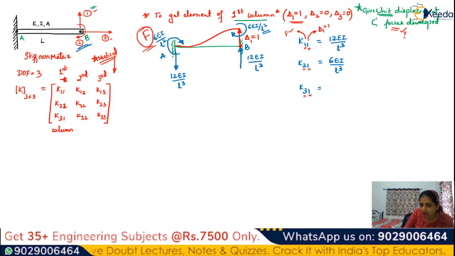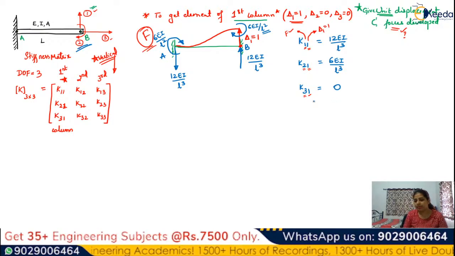We are applying unit displacement in the coordinate 1 and seeing what is the force developed in the coordinate 3. What is coordinate 3? It is a horizontal force at B. If you observe, there will be no horizontal force developed either at A or B because of this displacement delta 1 equal to 1. Okay, so that will become what? 0. Is it clear everyone?